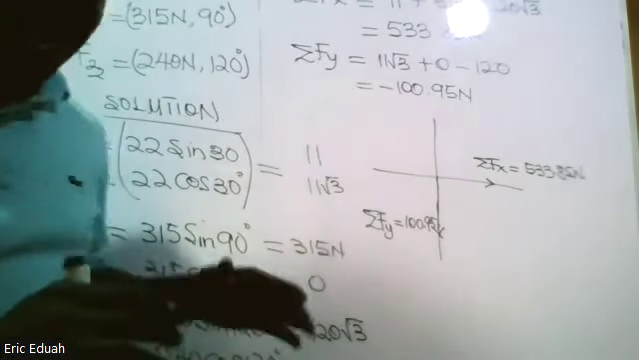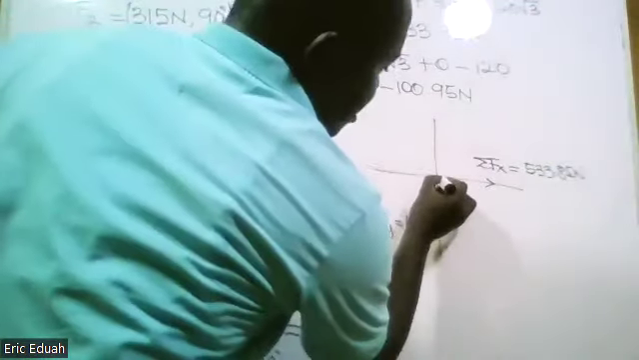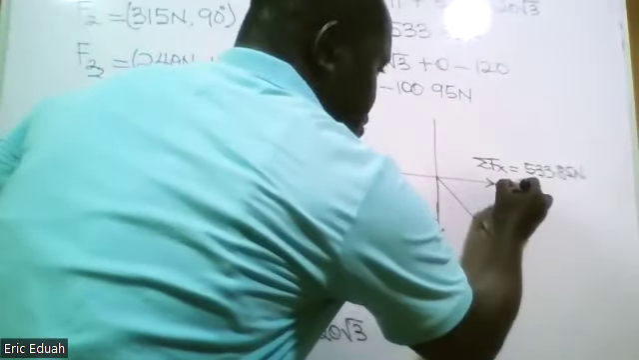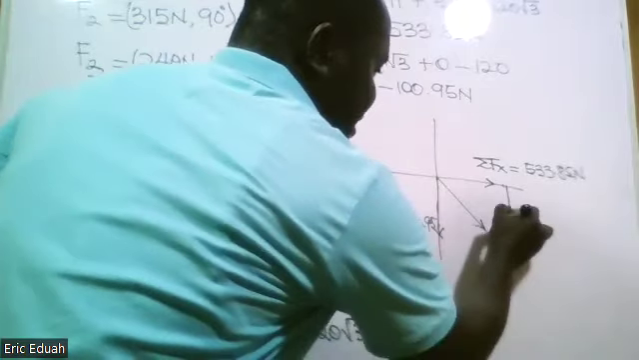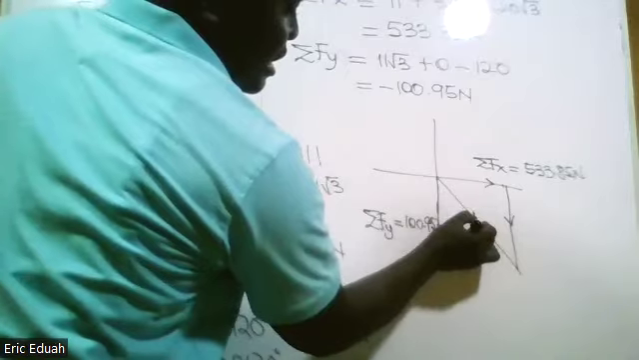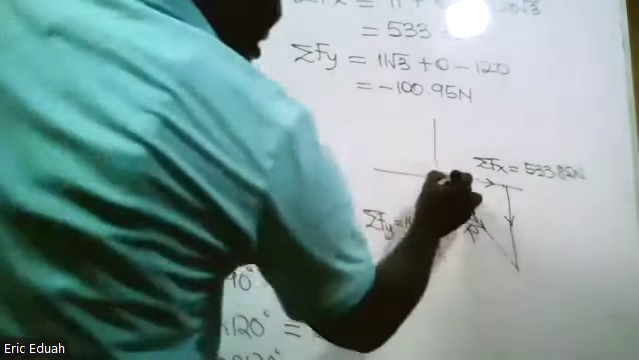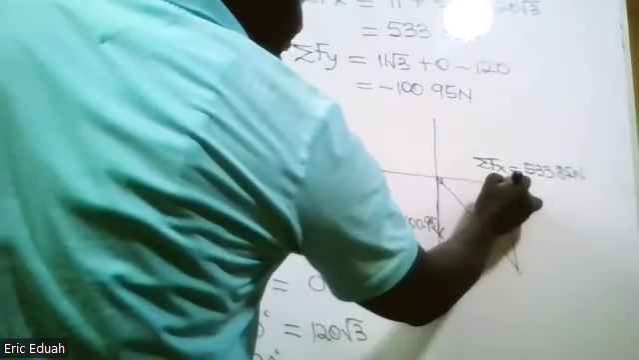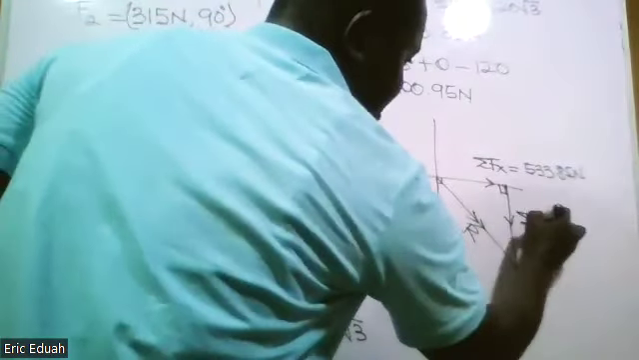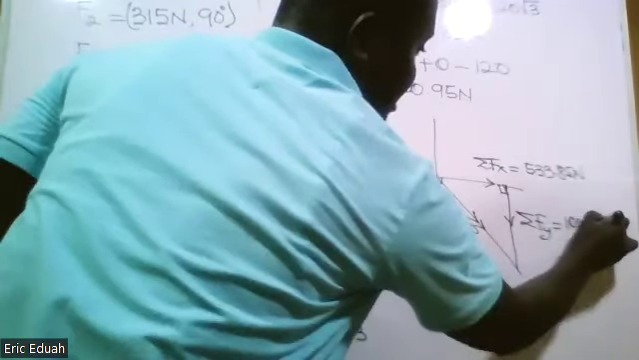When you have two vectors, one acting this way and downwards, the resultant will be along the diagonal. So by equal vectors, you have the resultant r acting along the diagonal like this. And because this is perpendicular to this, this equal vector would also be perpendicular to this. Don't forget this summation fy, which is 100.95.